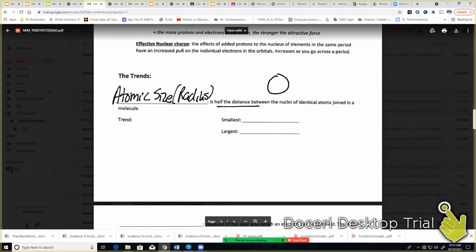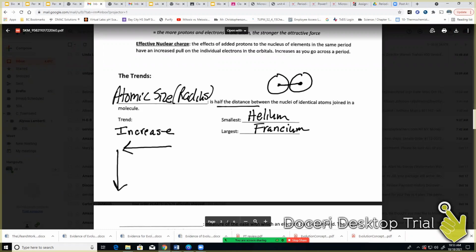So like if I had an atom and an atom, we're measuring from the center of one to the center of another. That's how we're getting that distance. The very smallest atom on the periodic table is helium, and the very largest is francium. And right here where it says trend, we're going to use arrows to represent the trend. So if I let these arrows represent which way it's increasing, atomic size increases backwards across the period, and it increases as you move down a group.